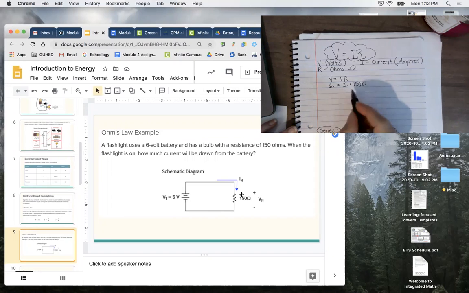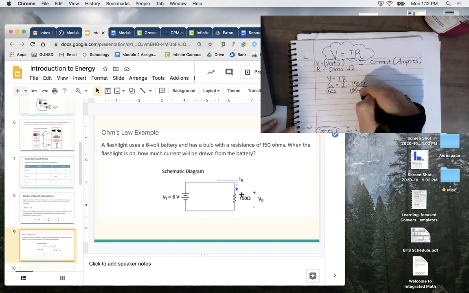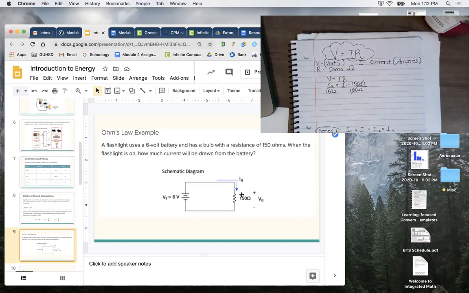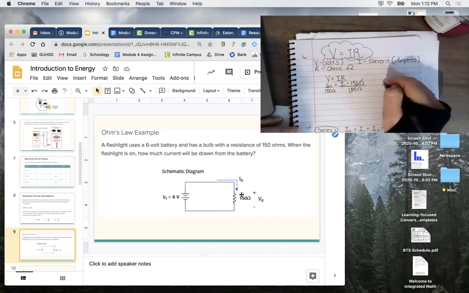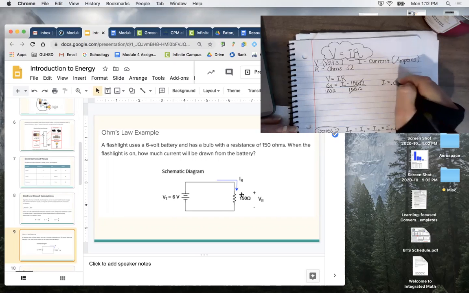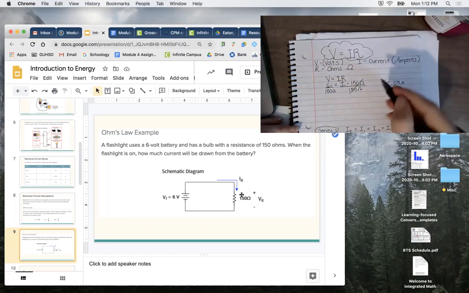Well, to solve for this numerically, I'm going to divide by 150 ohms, right? 150 ohms. And you don't have to put the actual measurements here, but I wanted you to see them. This is going to be measured in amps. It is very important at the end, though, to make sure that you do put those. So 6 divided by 150 is 0.04. Our current is 0.04, and this is where it is important. Amps. Okay.